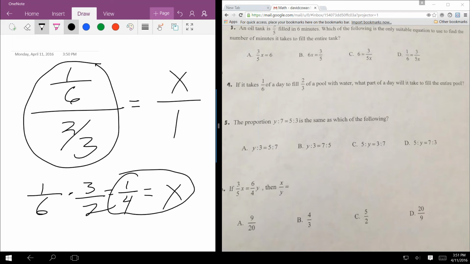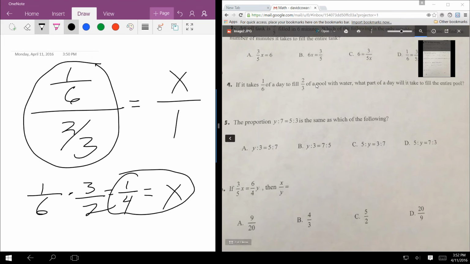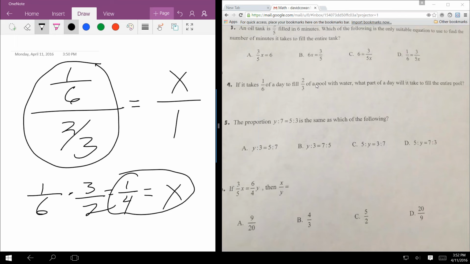And that makes sense. A fourth is more than a sixth, but it's certainly not double. Double a sixth would be a third. And we shouldn't be double. In other words, there's only a third more of the pool to fill up. Make sure you know how to do this algebra. So all you do is flip the bottom and multiply to get that. And then simplify.